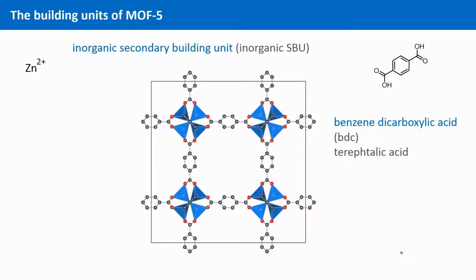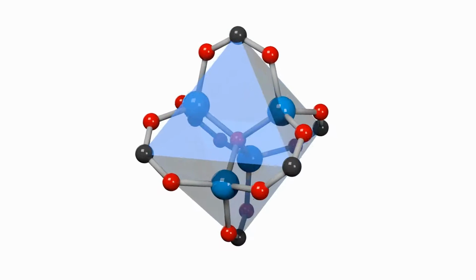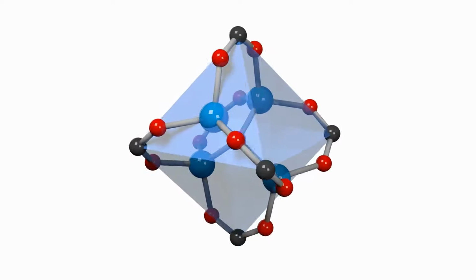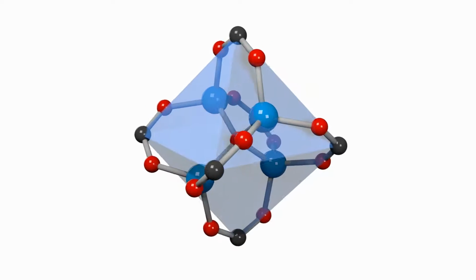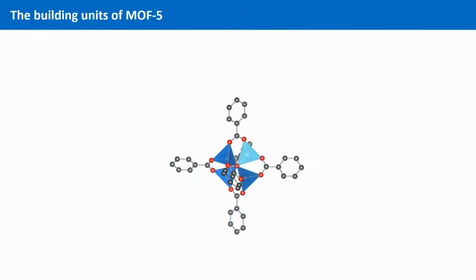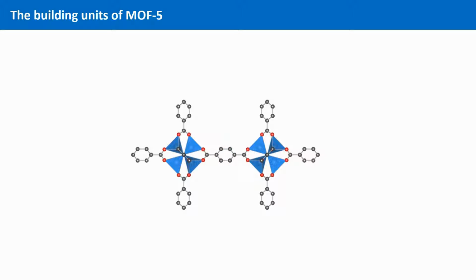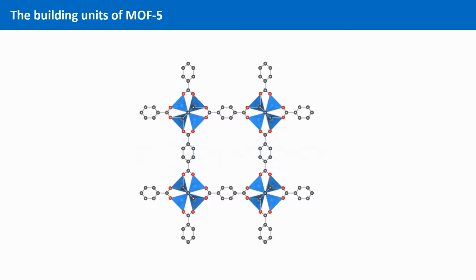The carboxylates are the points of extension of this building unit. When you compare this building block with the geometric shape, it would be an octahedron. And the points of extension lie on the corners of this octahedron. And because each organic building block carries 2 carboxylates on opposite sides, the inorganic zinc clusters are connected with each other. And this results in a 3-dimensional connectivity of this compound.